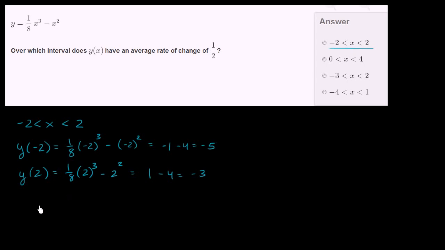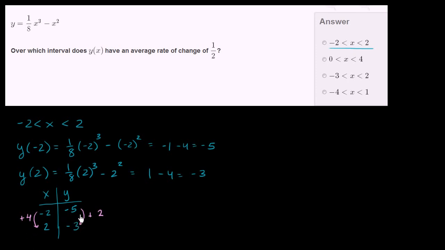So we could make a table here. X, y. When x is -2, y is -5. When x is +2, y is -3. So how much did your y change? Well, your y increased by 2. And your x increased by 4.